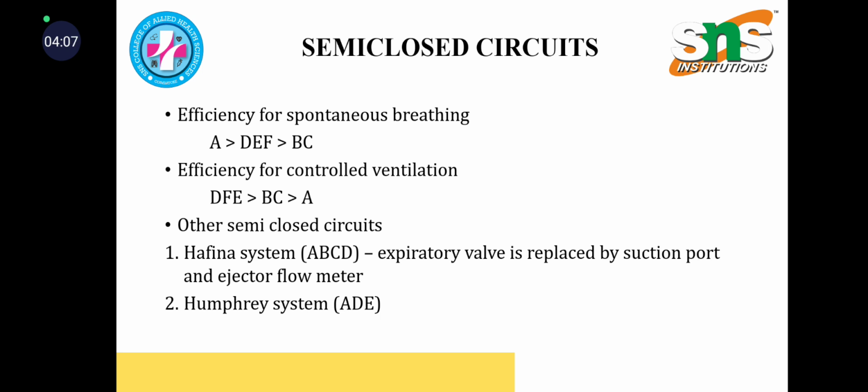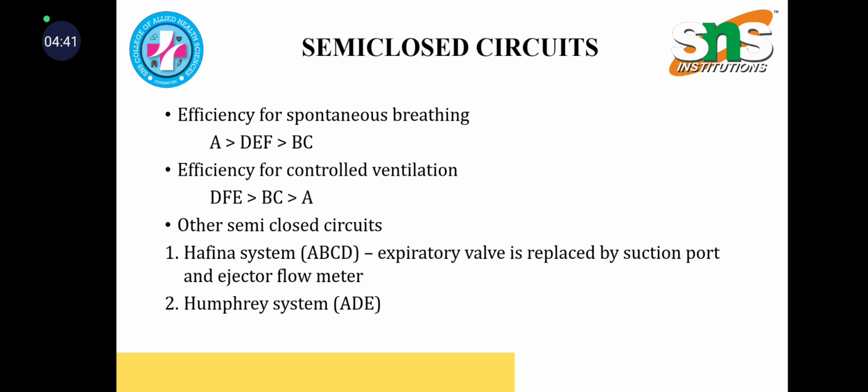So for spontaneous breathing, the efficiency is A greater than DEF, which is greater than BC. And the efficiency for controlled ventilation is DEF lesser than BC, which is lesser than A. So A is the choice of spontaneous breathing circuit. And for controlled ventilation, we mostly prefer DEF.